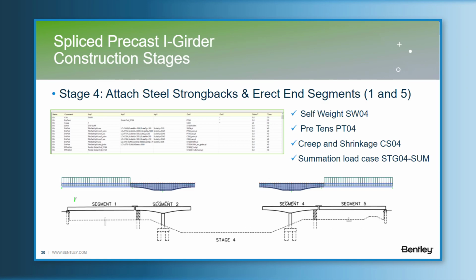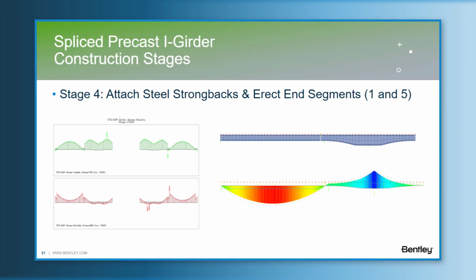Stage 4, attach steel strong backs and direct the end segments. The load cases considered are the self-weight of the new segments, segments 1 and 5, the pretension tendons of the end girders, and the creep and shrinkage effects. And the stress diagrams and the bending moment at this stage are presented in this slide. So let's see the next video for the stage 4.